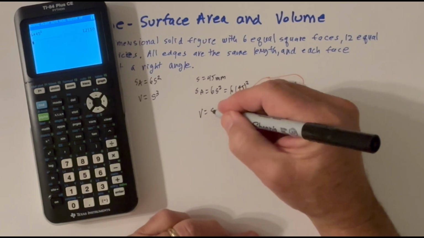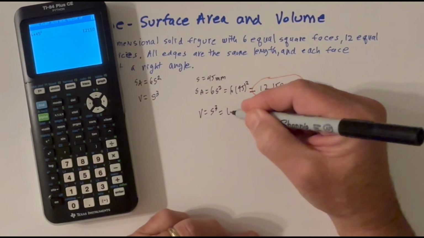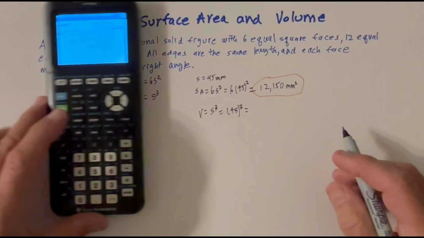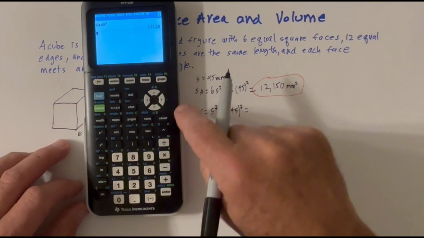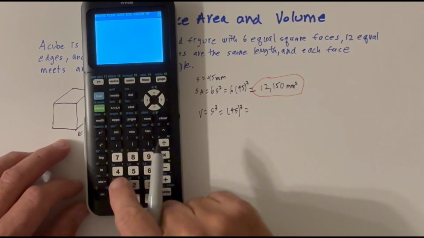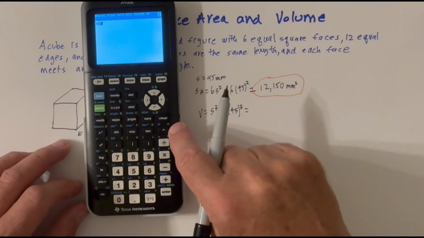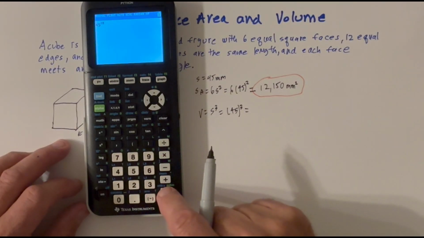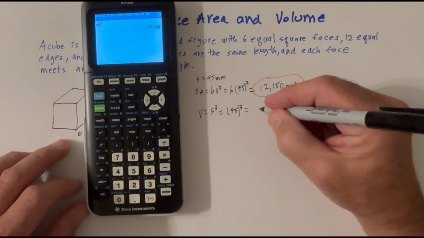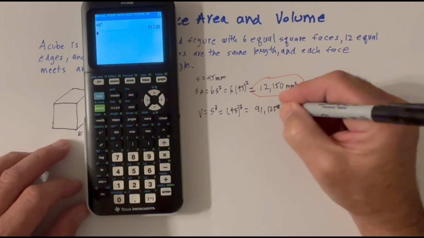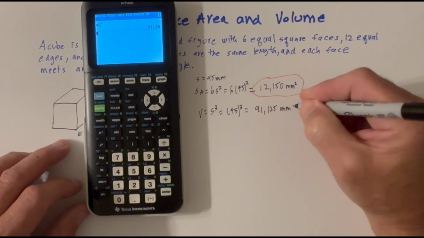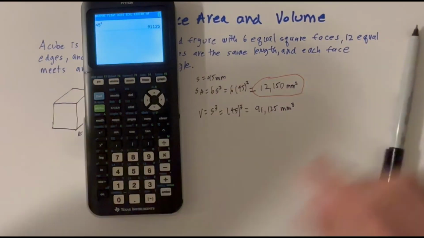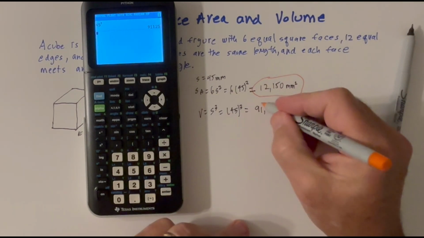Now let's calculate the volume. So the volume is just S cubed. So that's 45 raised to the third power. I can do that on our calculator here. Let's clear our calculator. So we've got 45. Now we use this key here, the up arrow key, and then 3 to the power, enter. So 45 to the third power, 91,125. And that's going to be millimeters cubed. So there is our volume.